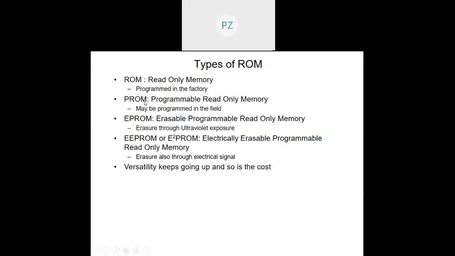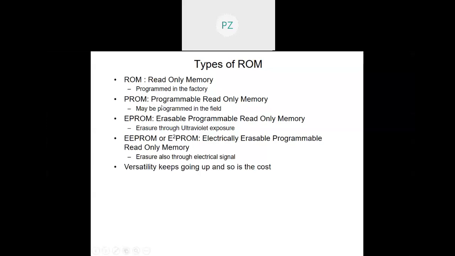Then comes the next level of advancement, which is called programmable read-only memory. These are a special type of ROMs which may be programmed in the field. You don't have to necessarily get it programmed in the factory. They will give you a blank ROM. A blank ROM means all the fuses are intact. The fuses that provide the input to the OR gate are intact, but there may be a small device which can blow off some of those fuses to provide the required connection to the OR gates, right?